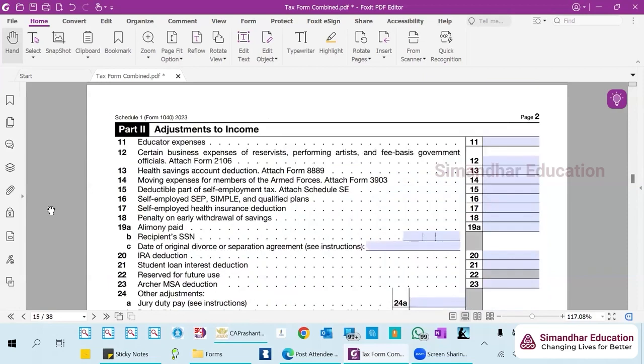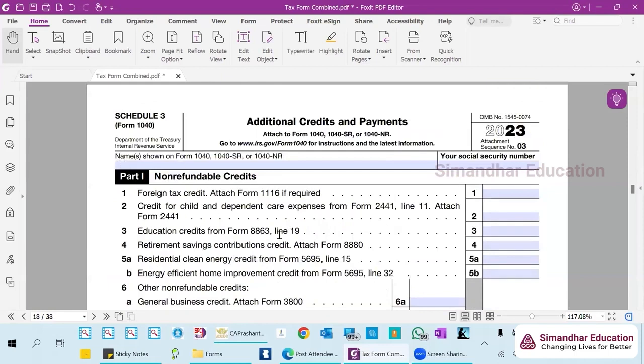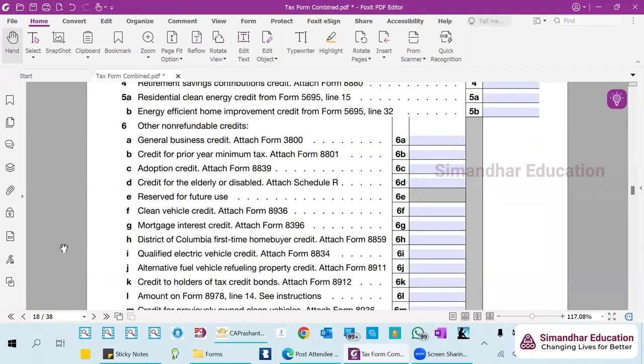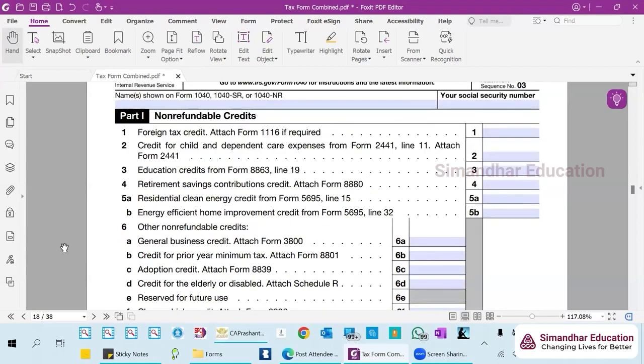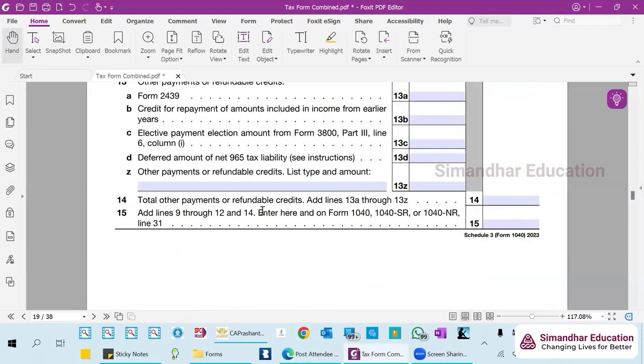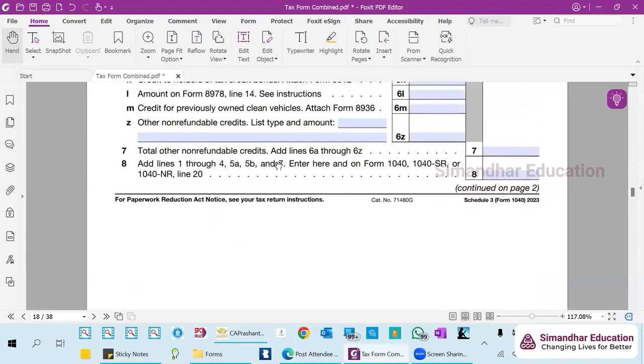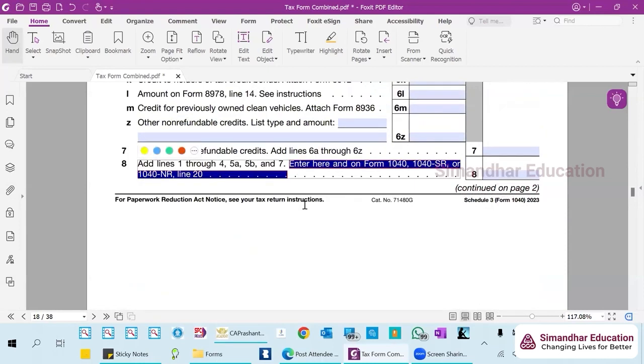Then we have something related to credits. It's also going on to line 31, because those pages only say credits, but these schedules would have detail on all the credits. This is about refundable credits, and this is about non-refundable credits. What is a refundable credit? What is a non-refundable credit? We'll talk about that when we are discussing credits.